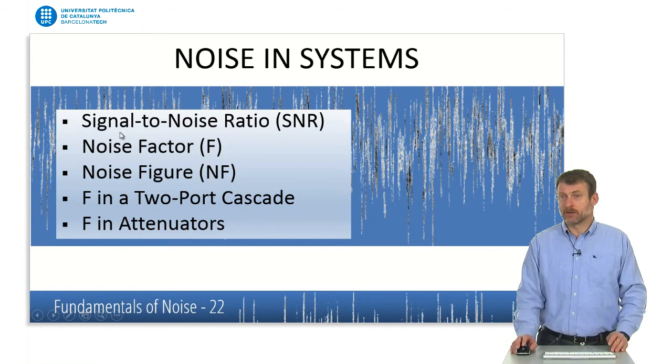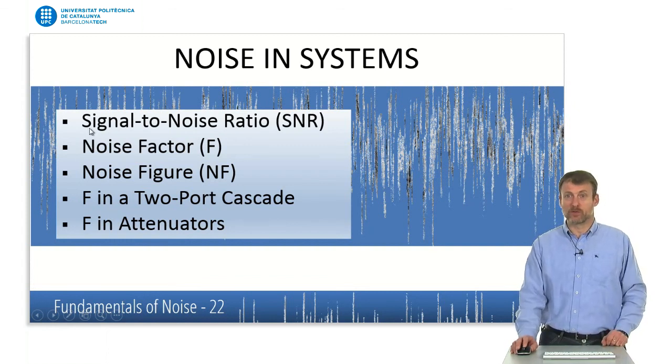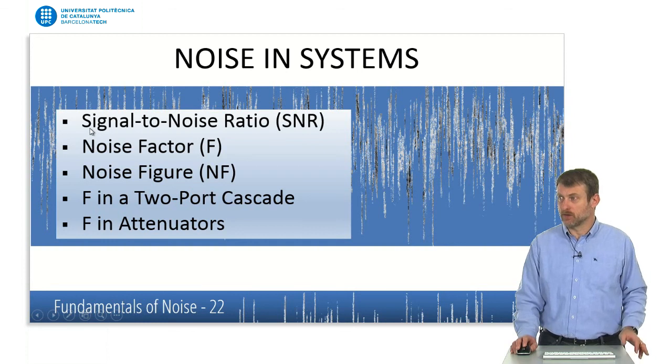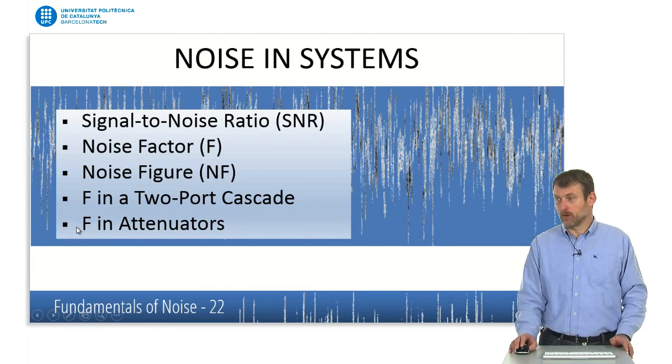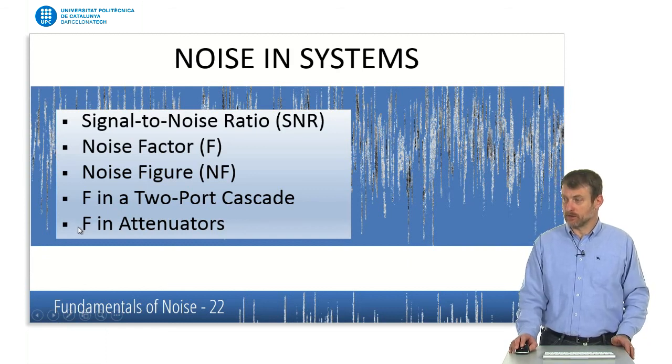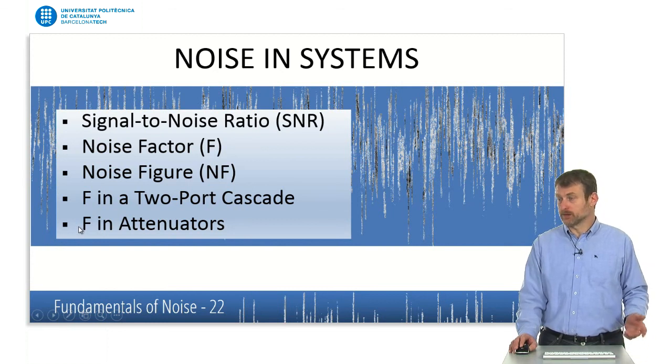In this section of the lecture, we'll be dealing with this concept. We'll define what signal-to-noise ratio is and how it depends on equivalent noise temperature. I'll define what noise factor and noise figure are, and then we'll find the cascade formulas for noise figures, and we'll apply the concept that we know for equivalent noise temperature in attenuators, and we'll do it in terms of noise figure.